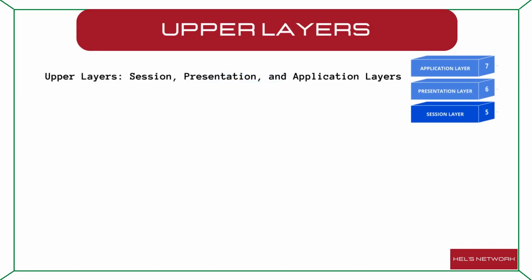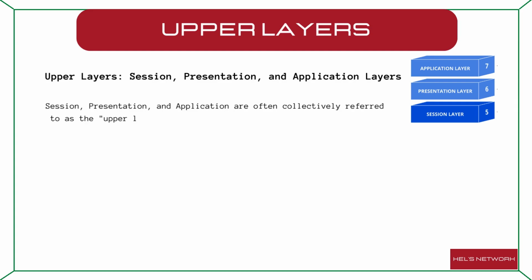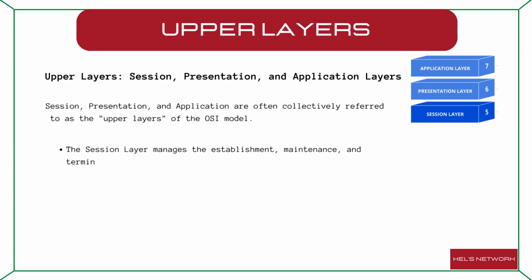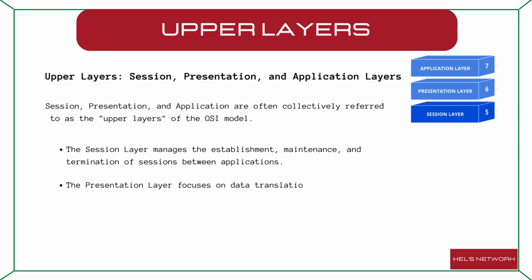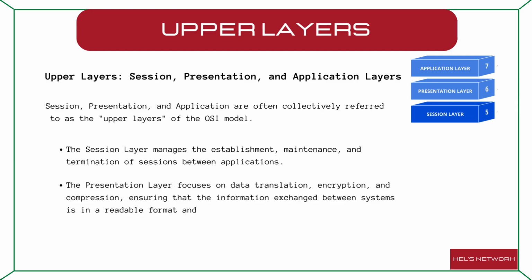The upper layers. Session, presentation, and application are often collectively referred to as the upper layers of the OSI model. The session layer manages the establishment, maintenance, and termination of sessions between applications. The presentation layer focuses on data translation, encryption, and compression, ensuring that the information exchanged between systems is in a readable format and can be understood by the receiving device, application.